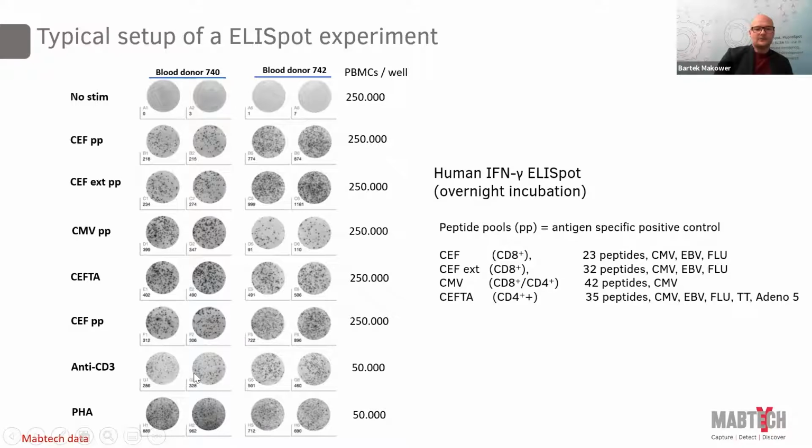And another positive, then a polyclonal positive control is anti-CD3. That's quite common. It activates both CD8 and CD4 cells. And note that we use much less cells here. So if we add 250,000 cells in these wells, they will become totally black. PHA is a lectin, binds glycans on the surface of the leukocytes, aggregating them and thereby giving activations. It's also a very common positive control. So that's a typical ELISpot experiment.